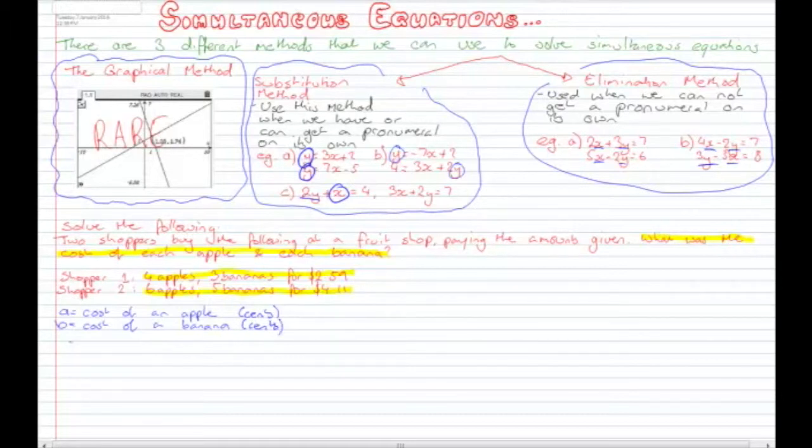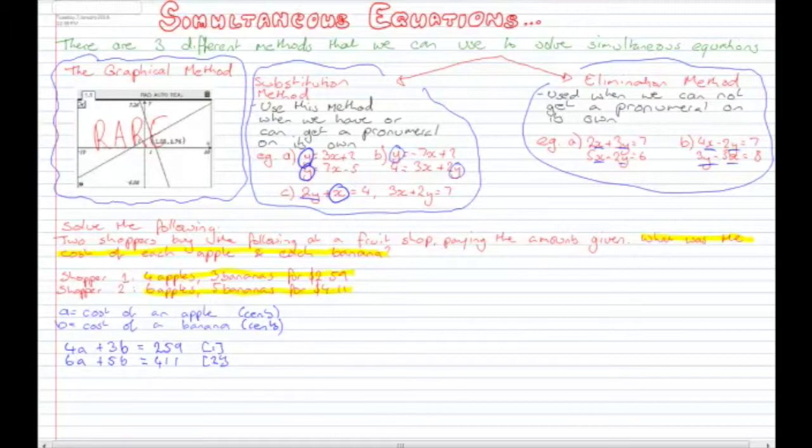Right, so we know that 4 apples, 4A, because that's what we're looking for, plus 3 bananas is equal to $2.59, which in cents is 259. Alright, and we'll call that equation 1 because it's shopper 1. We also know that 6 apples plus 5 bananas is equal to $4.11, so 411 cents, and we'll call that equation 2 because it's shopper 2.